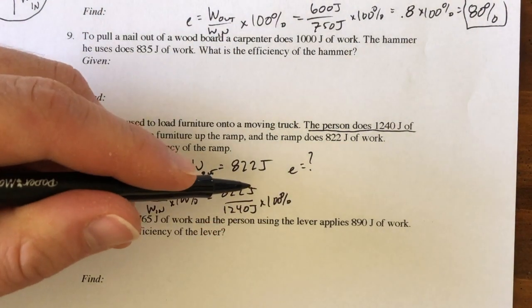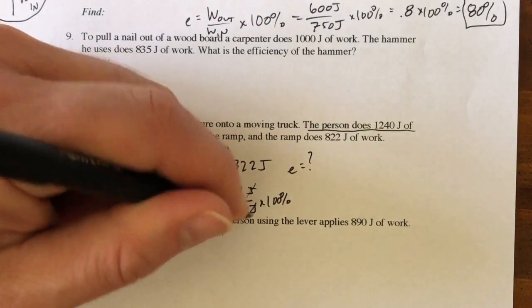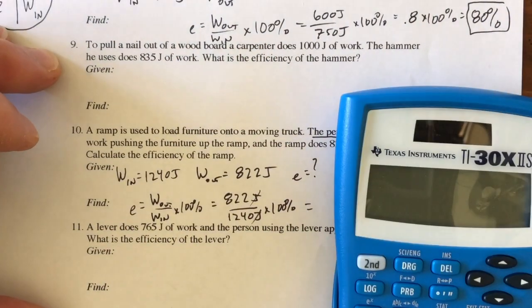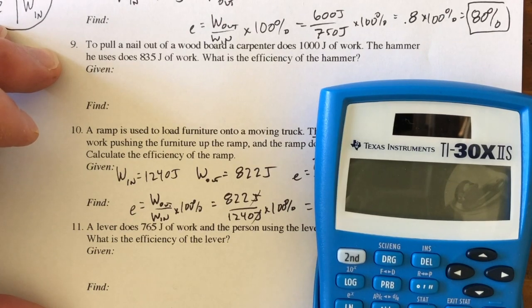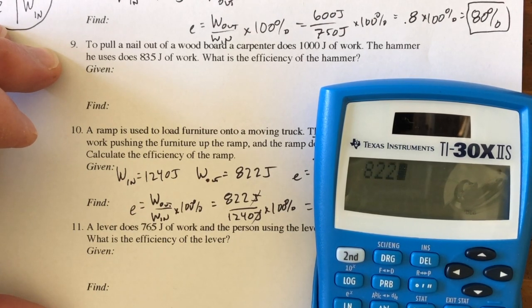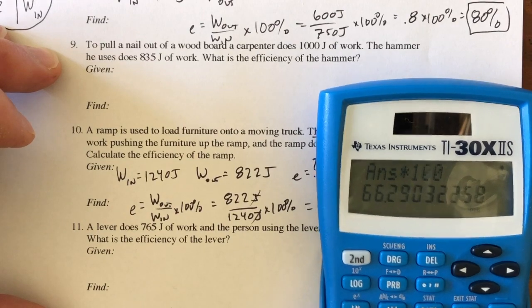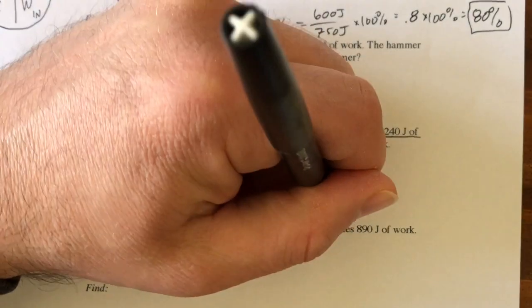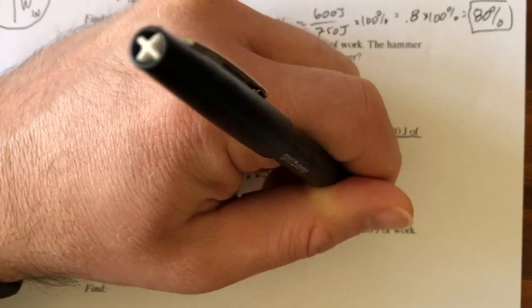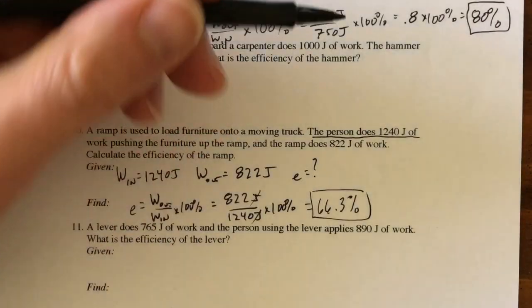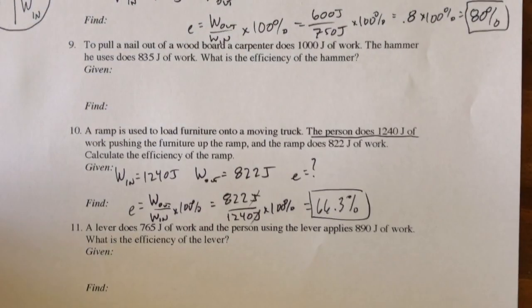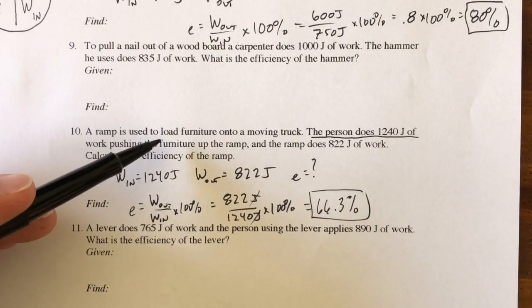Again, notice the units of joules are on top and the bottom, so they cancel out. And I get my calculator out for this one, and I go 822 divided by 1240. Whoops, I gotta turn it on first. 822 divided by 1240, and that equals 0.663, times 100 to change it to a percentage, and that's 66.3%.